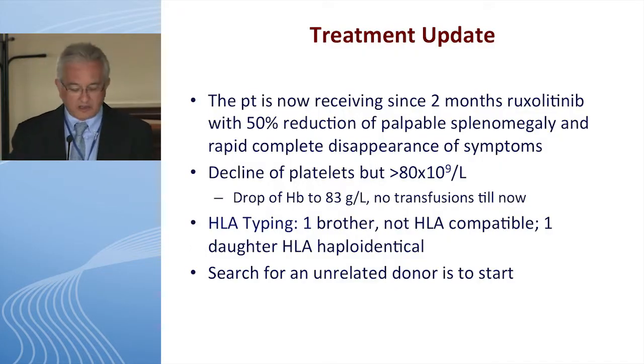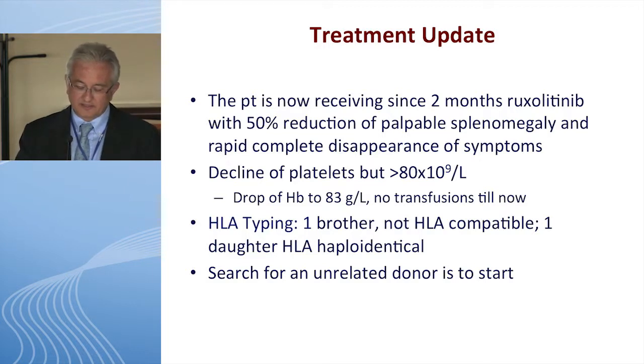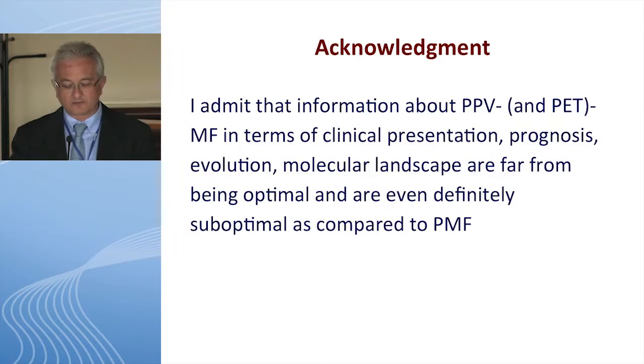So just to know how things are going with this patient, the patient is now receiving ruxolitinib, and he improved in the spleen. He had a rapid complete disappearance of the symptoms. He had some issues with the platelet count, but he had no need of red blood cell transfusion. And of course, we started making a plan for hematopoietic stem cell transplant for this patient. And this search is still ongoing.